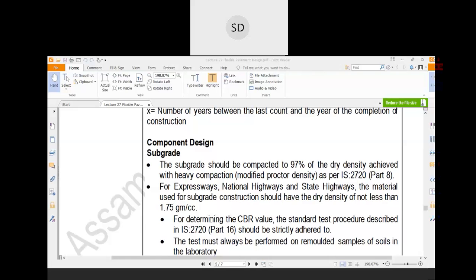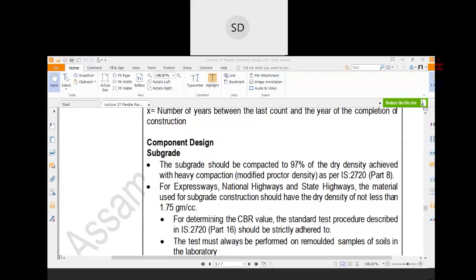So this subgrade should be compacted to 97% of the dry density, and this dry density is achieved by mixing an adequate portion of water with the soil particles, and that adequate portion of water is called optimum moisture content. Now, for this reason, you might have seen that before compacting the soil over the road surface with a roller, some water is sprinkled over the soil particles, and that water sprinkling is carried out to attain the maximum dry density.